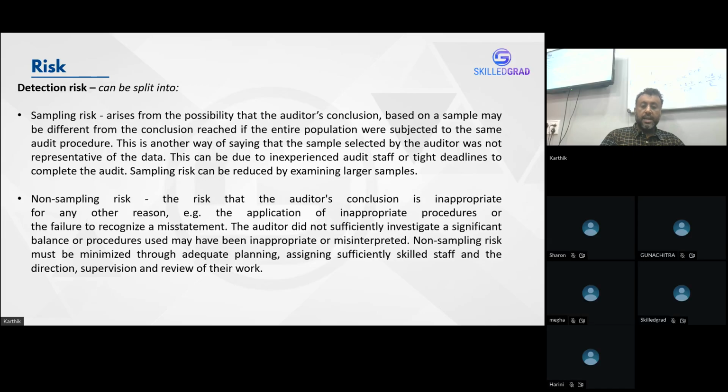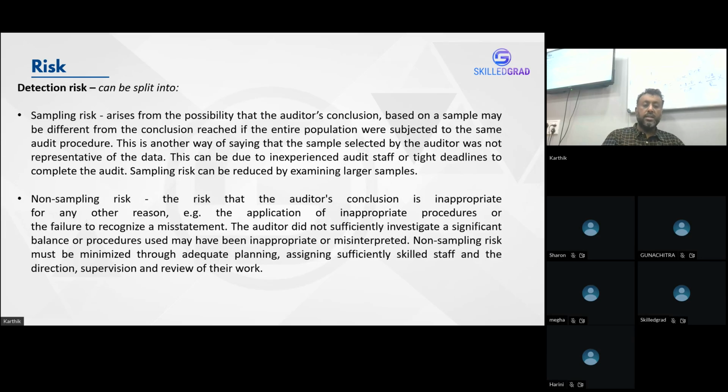auditor does not investigate properly or check properly, and certain things have been inappropriately done or misrepresented, I have not done my duty properly. Whatever balance check I should do, I have not done. My sample is perfect. Okay, but someone has signed, and I did not verify and check whether that is the CFO's signature. Someone's signature was accepted as the right signature. That is known as non-sampling risk.